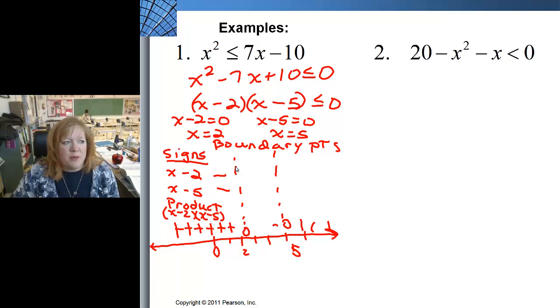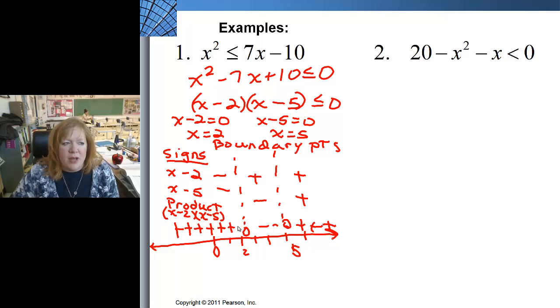I'm going to pick 3. If I put a 3 in for x, 3 minus 2 is a positive number, 3 minus 5 is a negative number, and a positive times a negative is a negative. So the range between 2 and 5, all those x's, if we put them in, would make our expression negative. Lastly, I'm going to try 6. If I put a 6 in for x, 6 minus 2 is going to be positive. 6 minus 5 would be positive. Positive times a positive is a positive.